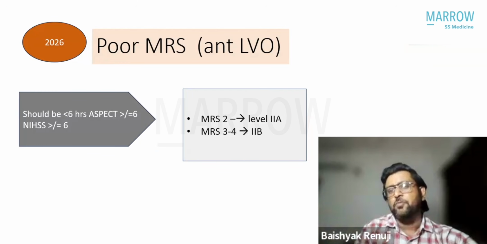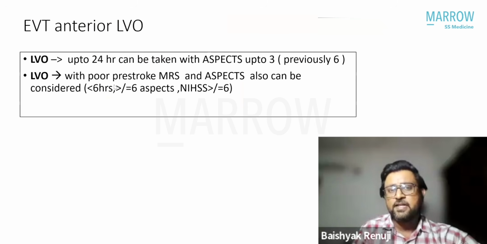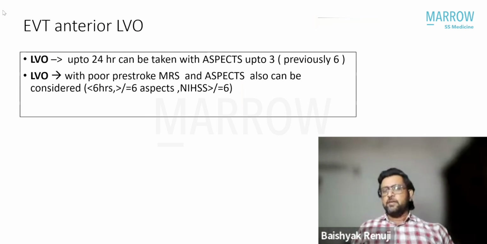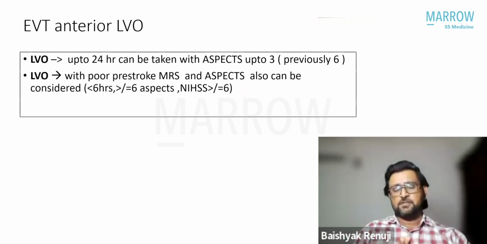That is very stringent for a poor MRS. You cannot take an extended window in poor MRS according to the later criteria because they have more chances of a lesser, poorer outcome. Like Partha was saying, it is a more costly procedure, and the outcome has to be counted. So basically, LVO up to 24 hours can be taken. Aspects up to 3 is the best evidence.